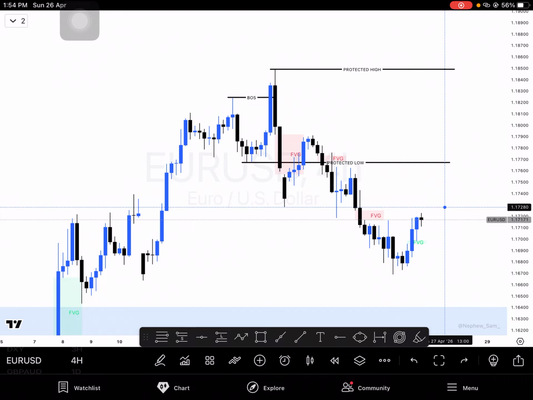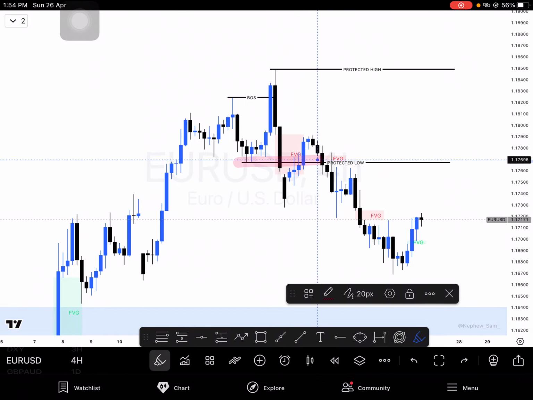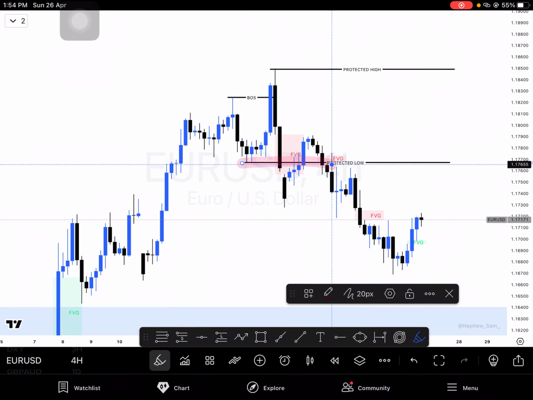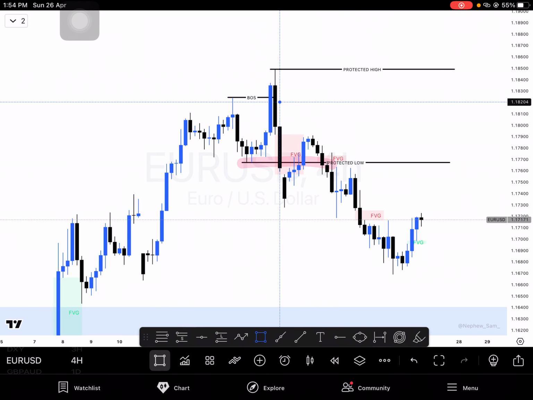You can see that market broke the protected low and gave us a market structure shift to the downside. So as the market gave me the shift, I was like, okay, so where should I be expecting my sell? Market gave us a nice market structure shift on the 4-hour, leaving behind this other block here.